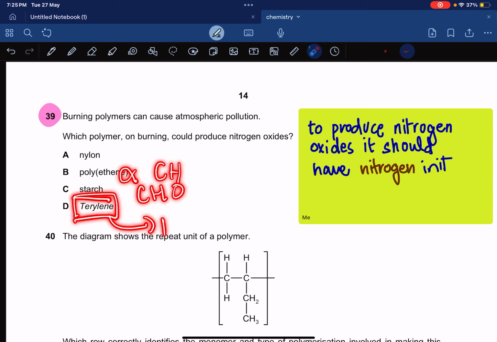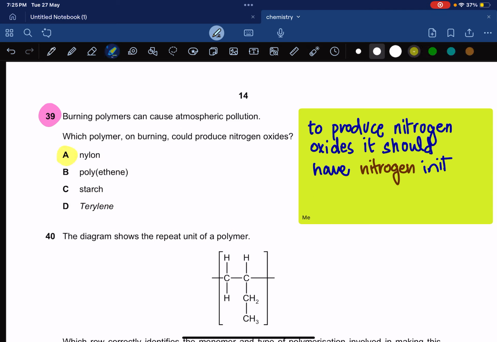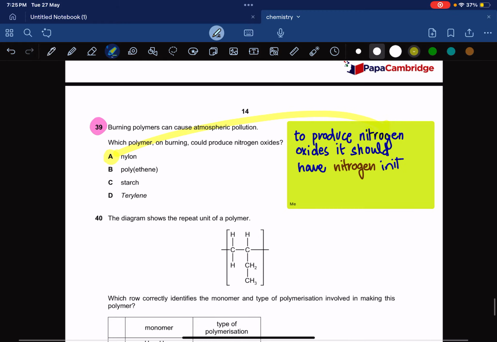Terylene is a polyester, and now after syllabus changes, it's called PET. So no nitrogen. Nylon has nitrogen, it has amide linkages which contain nitrogen. So it's definitely going to be A, because we need nitrogen in it, and only nylon has nitrogen.